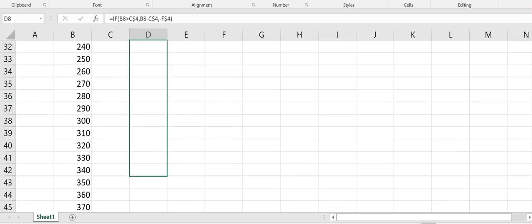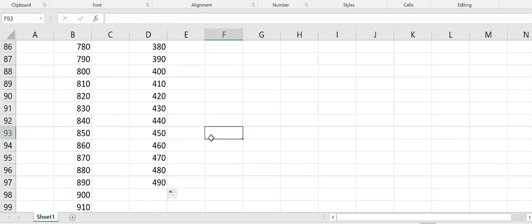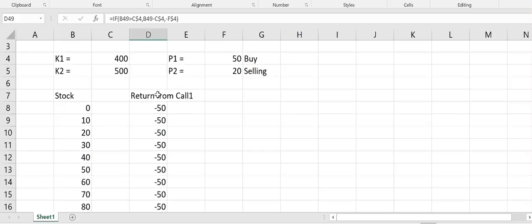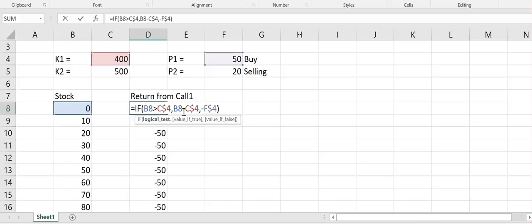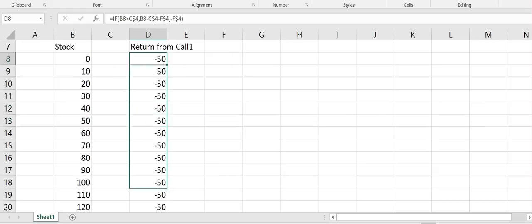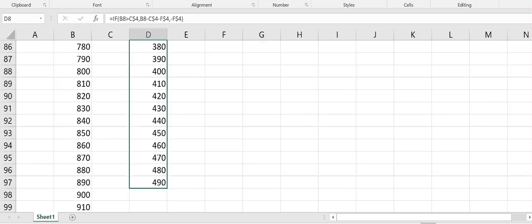If I go below, it still shows the profit of minus 50. And if you keep going like this, you can see that as we cross the strike price of $400, we start making money. But we made a mistake. We should have still subtracted the premium, which we forgot here. So let's do the premium, because we still have paid the premium. So now this is how it looks.